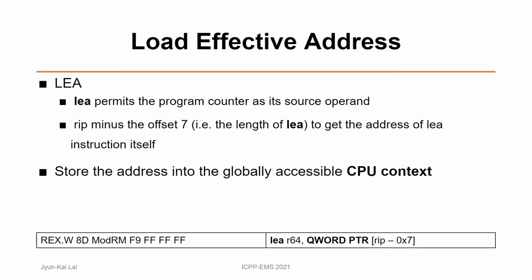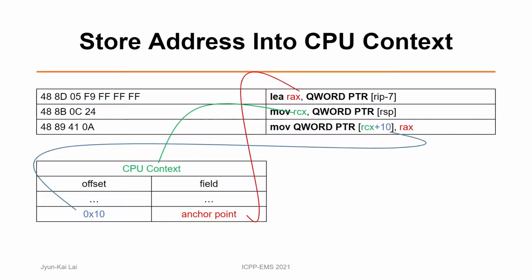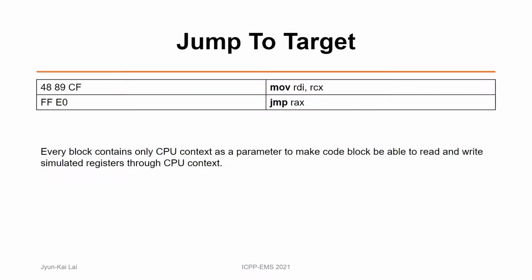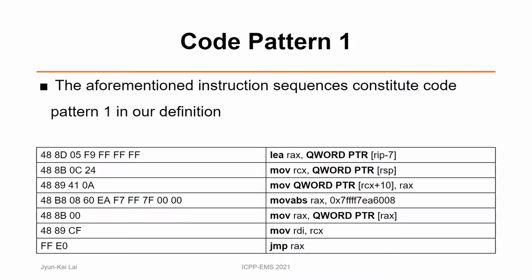In x86-64 architecture, no effective address instruction permits the program counter as its source operand. We subtract an offset from the program counter to get the address of the load effective address instruction itself. And we store the anchor point into a certain entry of the CPU context. There we load the address of the transfer destination and map the reference. And recover the calling-set register of the first parameter and jump to the successor block. This instruction sequence constitutes code pattern 1 in our definition.